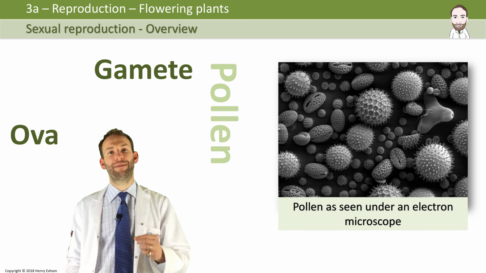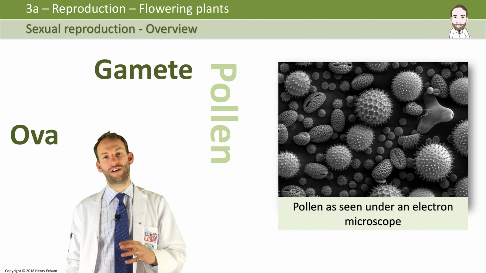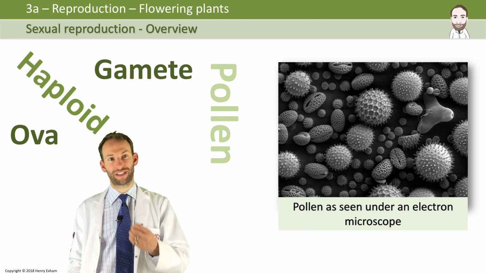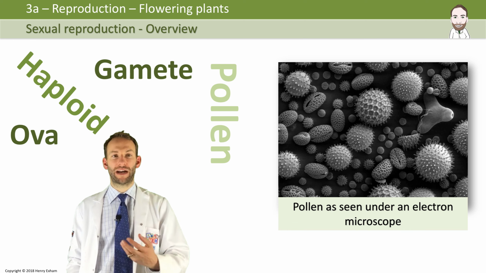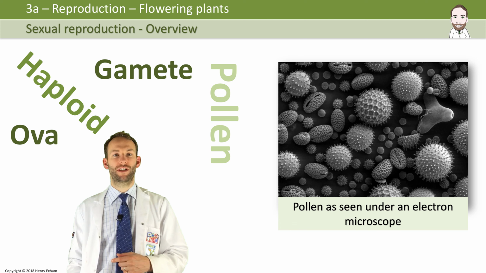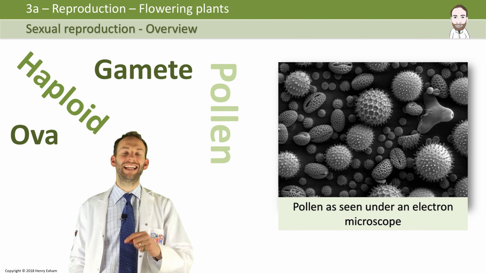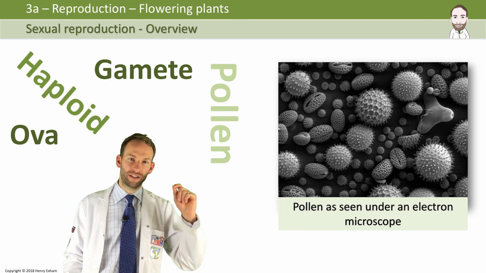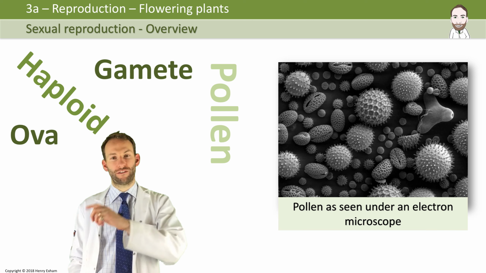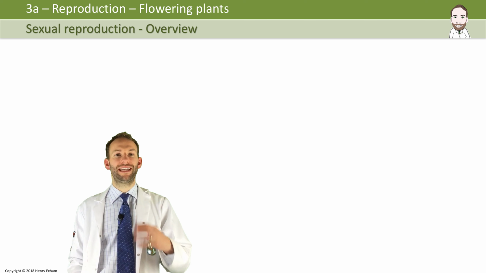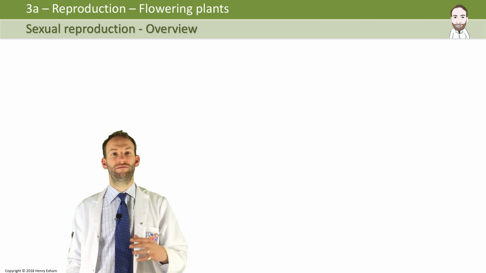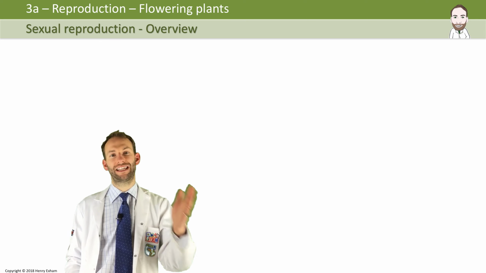And remember, gametes are haploid cells. They've got half the number of chromosomes, so when they fuse together to form the zygote, that will go back to the full number of chromosomes. Now, in order to get the male gamete from the male part of a flower to the female part of another flower, you need something to transfer the pollen. Something's got to take the pollen from one place to the other.